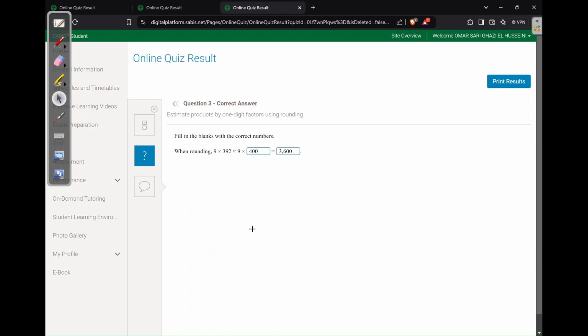Just like the last question. When rounding, 9 times 392, 392 rounds to 400. We cannot round this one since it's a single digit. 9 times 4 equals 36, and then we add those 2 zeros at the end.